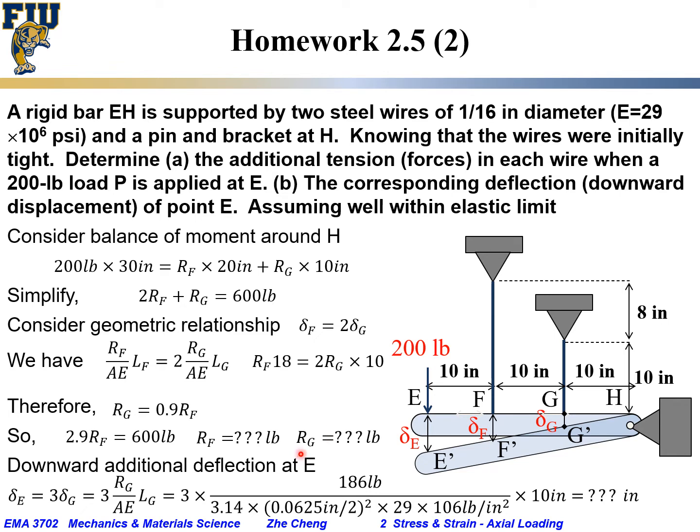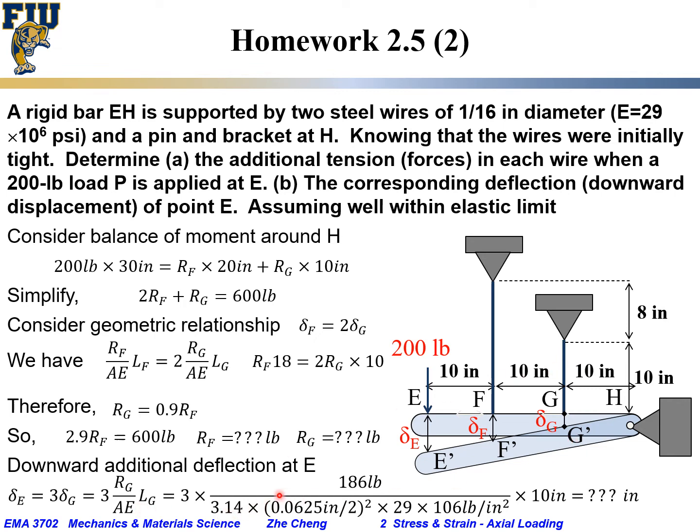And then about deflection at E. From geometry, you can easily find that delta E would be 3 times delta G. And what is delta G? It would be RG over AE times LG. The internal force divided by the normal cross-section area for G gives you the stress within G, divided by the modulus of the G material, that gives us the strain based on Hooke's law, and strain times the initial length of the LG wire gives us the total deflection.